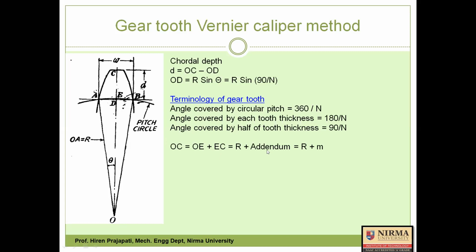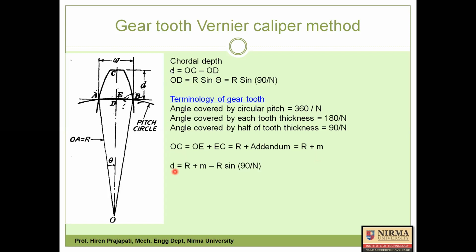Then E to C is addendum. Now if you recall the empirical relations which we discussed in the previous session, then this addendum is equal to 1 module for any involute gear. So here I am writing O to C is equal to R plus m. Okay, so we got both OD and OC relations. So let us write d is equal to OC minus OD. OC is R plus m. I am just putting the values of OC and OD in the equation of small d, the chordal depth.